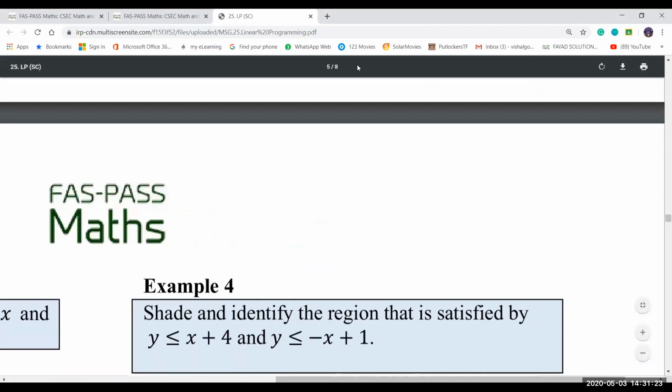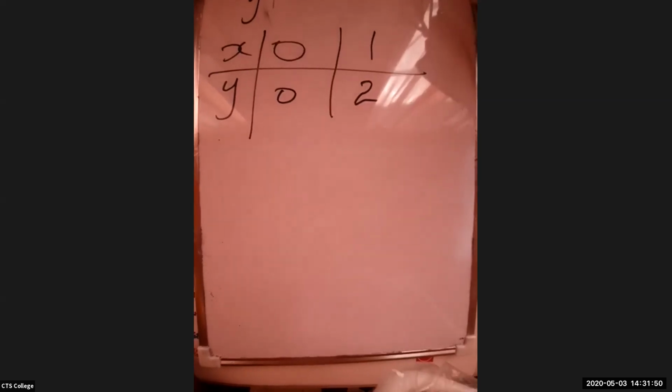Let's look at this particular question here now. Shade and identify the region that is satisfied by y is less than or equal to x plus 4 and y is less than or equal to negative x plus 1. So anybody could tell me how we're going about doing this to start with? Since they give us x and not a value for x, we have to find a value for x, to have the table of values. Correct. Yes, you are correct.